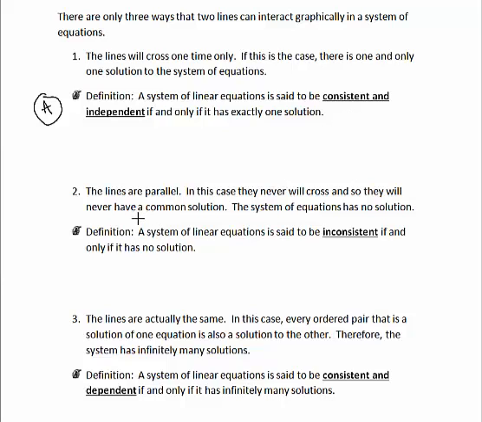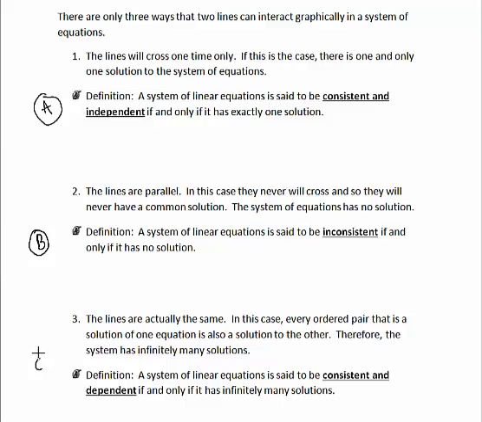Alright, if they're parallel, like the two lines that we graphed on the previous page for part B, then we call the system inconsistent.